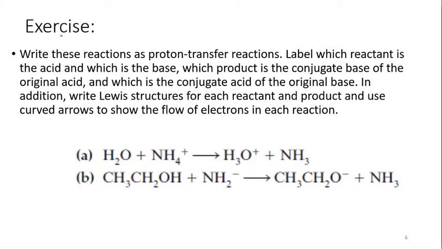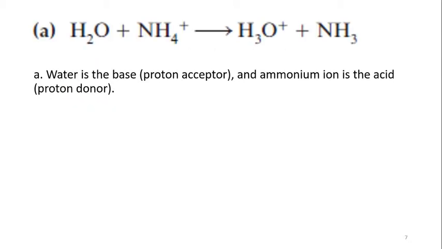Okay. Now let's look at this exercise. Write these reactions as proton transfer reactions. I have to know which is the acid and which is the base. I also have to recognize which is the conjugate base and which is the conjugate acid. You have to remember they are opposite. If I start with an acid, it's going to be a conjugate base, and if I start with a base, it will be my conjugate acid. And I also have to draw the Lewis structure for each one.